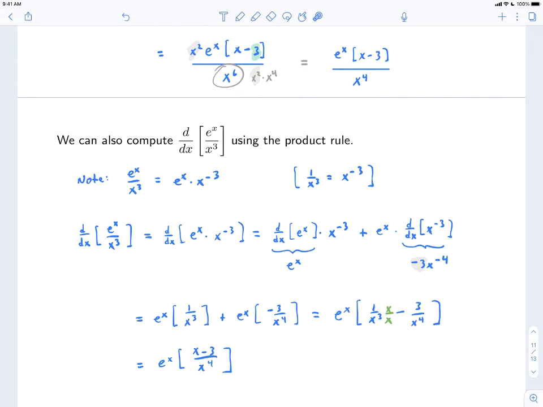And notice that there's a minus 3 here, and that minus 3 came from the power rule, and so that's why there was a minus there. So the minus sign in the quotient rule comes from the fact that when you turn it into a product, you're going to end up with a negative exponent.